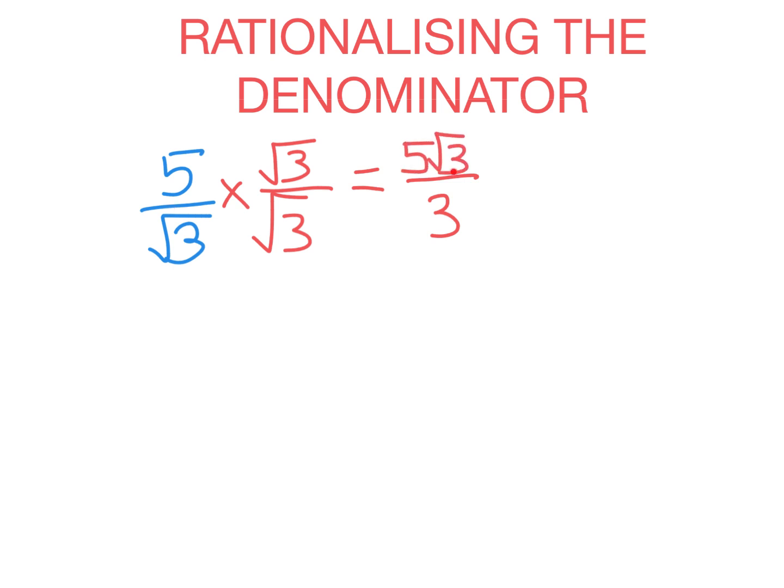This number here and this number here, they are both equal. They have the same value, but this has a rational denominator. It just turns out that numbers with a rational denominator tend to be easier to work with.